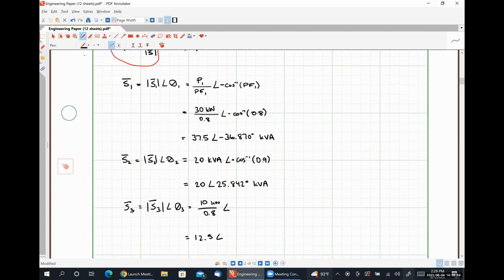So we're going to have inverse cosine of 0.8, and that's going to look like positive 36.870 degrees kilovolt amperes. So we have determined the complex power absorbed by load 1, load 2, and load number 3. Do I need to talk about how we got these values anymore? Is anything still confusing?